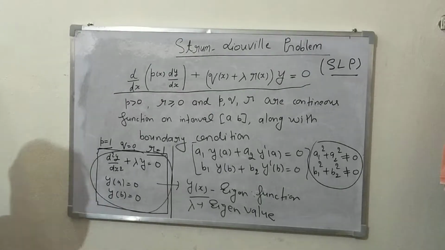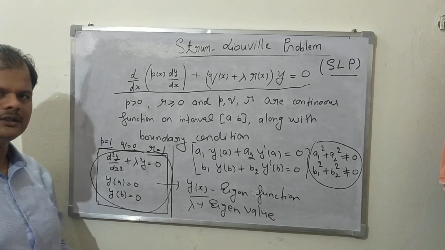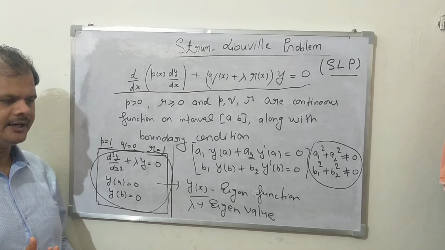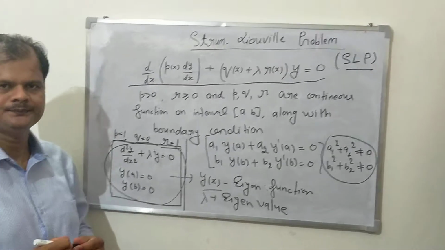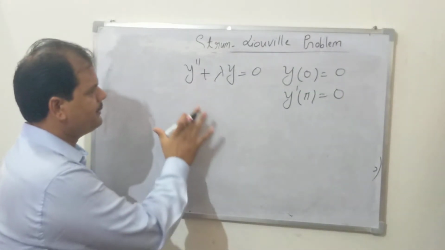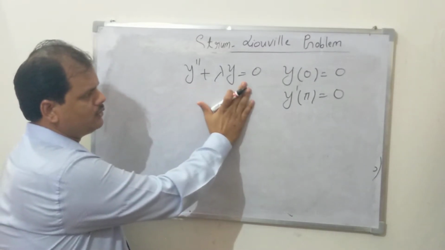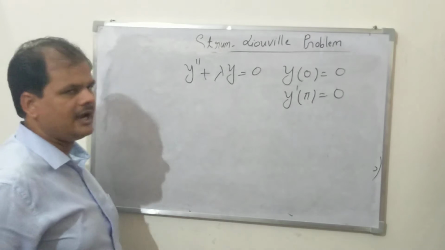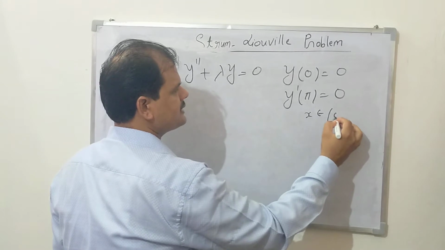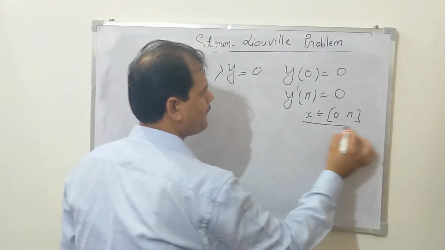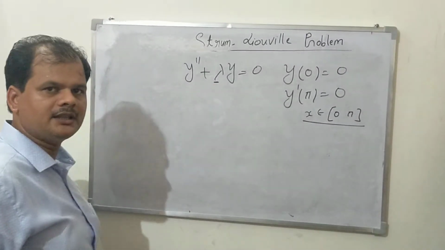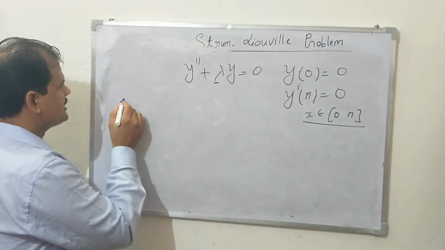So let us try to solve this SLP and get the non-zero solution. We'll check at what values of lambda we get a non-zero solution. So this is the simplest form of SLP: y double dash plus lambda y equal to 0, with y(0) equal to 0 and y'(pi) equal to 0. The x range is given as 0 to pi. We need to check the lambda at which we get a non-zero solution. So let us check one by one.